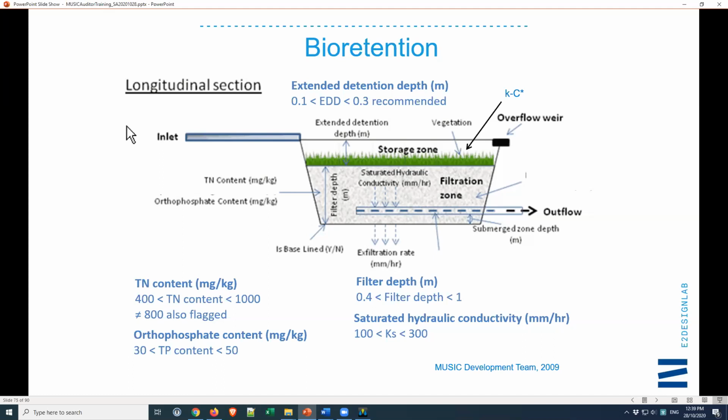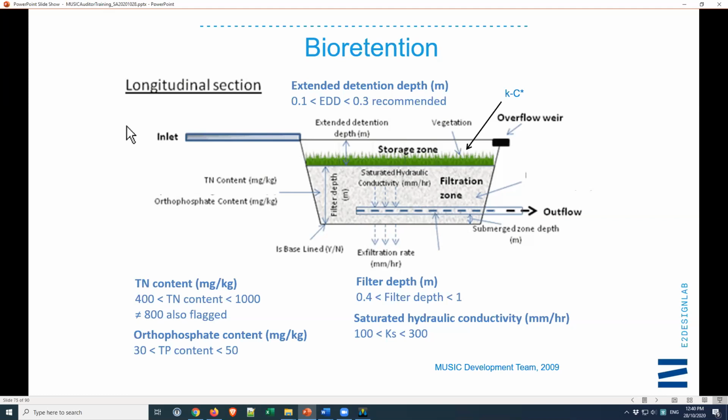So important parameters for the bioretention are, again, depth, this time of the filter media, depth of the submerged zone if it exists, and then the specific properties of that filter media. So we are interested in the hydraulic conductivity, or the infiltration capacity of that filter media. We're also interested in the nutrient properties that it holds.